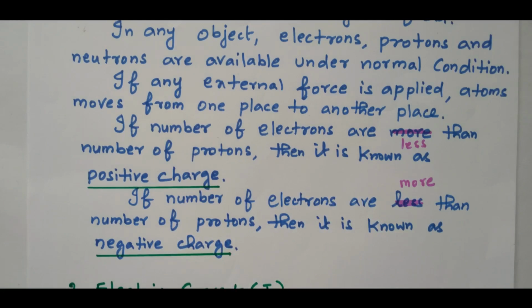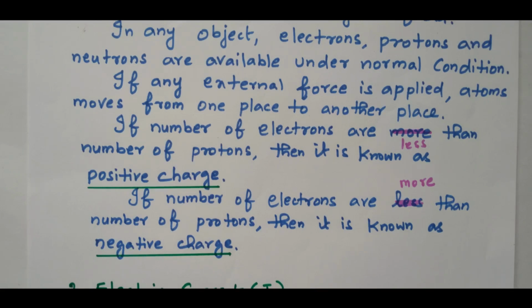Under normal condition, there is no movement of atoms. While applying any external force, the atoms are moving. Under that condition, if electrons are more than protons, then it is a negatively charged body. If electrons are less than the number of protons, then it is called a positively charged body. So the charge purely depends upon the number of electrons and protons in any object.